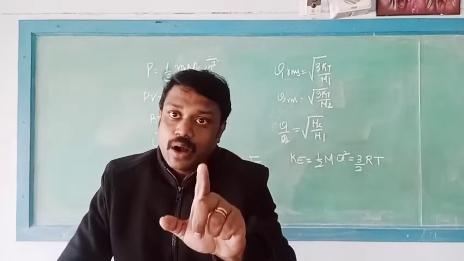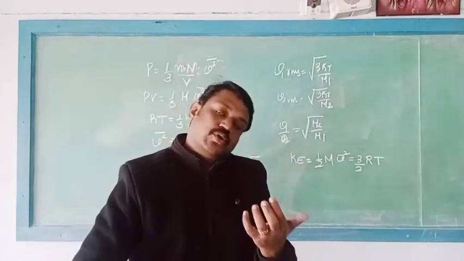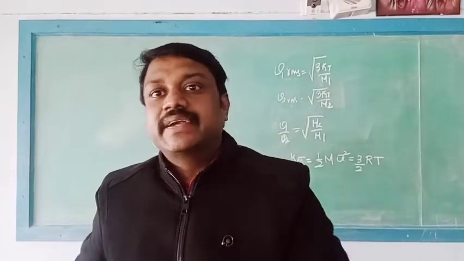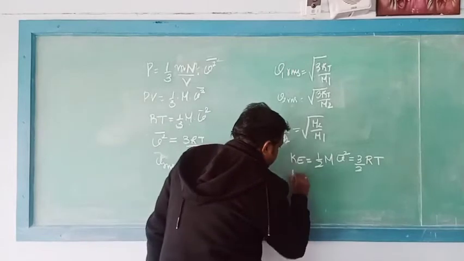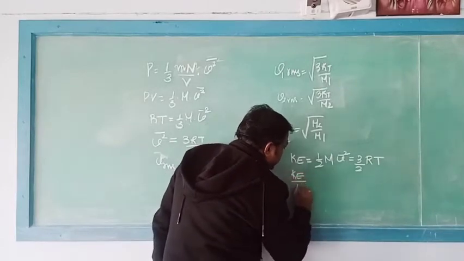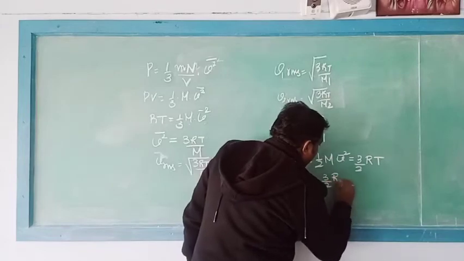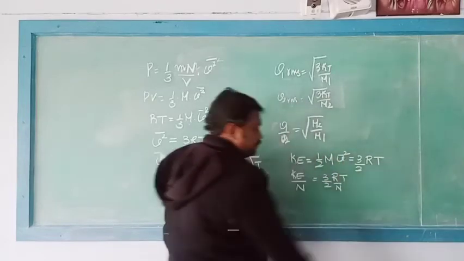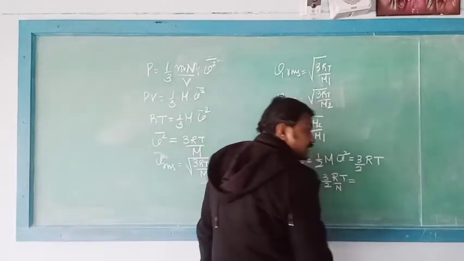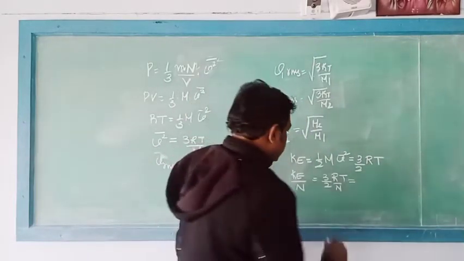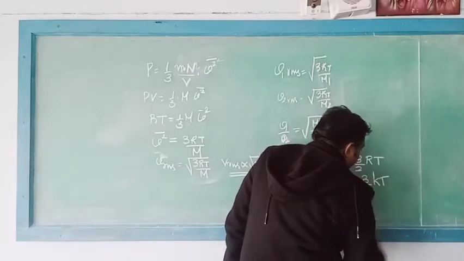In 1 mole, how many particles are there? Capital N number of particles are there. So you can find out the average kinetic energy. How can you find it? That is KE divided by N, which is equal to 3 by 2 RT divided by N. Last class we had that relation, that R by N is equal to k, the Boltzmann constant. So you will get 3 by 2 kT.